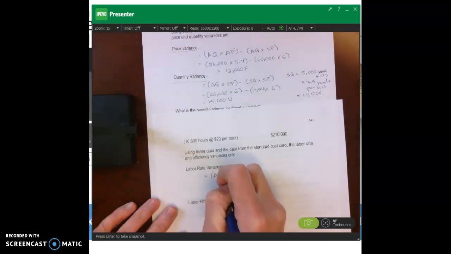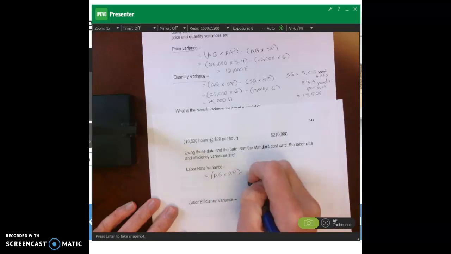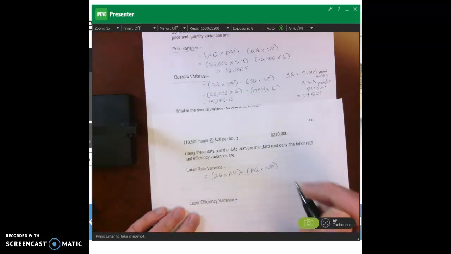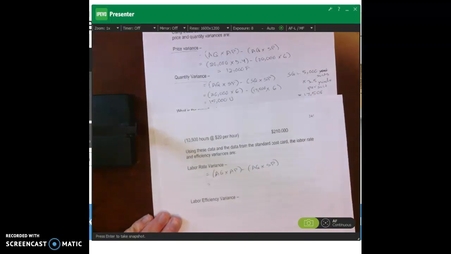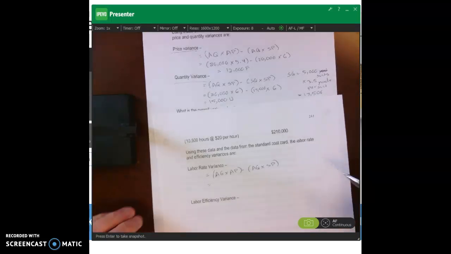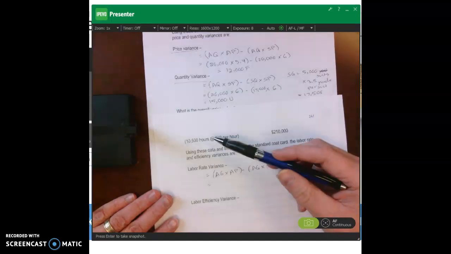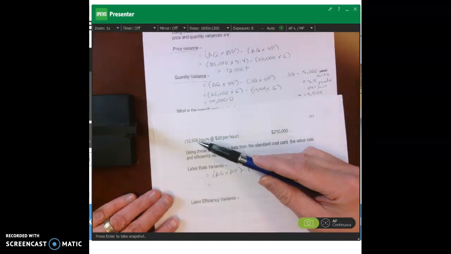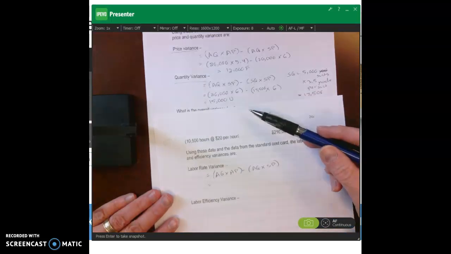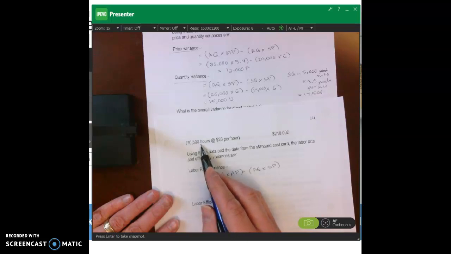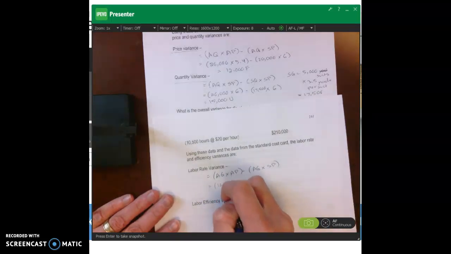I'll go ahead and start. I'll say my AQ times my AP minus my AQ times my SP. In terms of our actual quantity, we're looking at how many actual hours were used. In the context of our direct labor variances, we don't have to do the same thing that we did with direct materials, looking at how much was purchased versus how much was used, because we're assuming that if these folks worked 10,500 hours, they also got paid for 10,500 hours. So our AQ is 10,500, which is how much they got paid for and how much they worked.